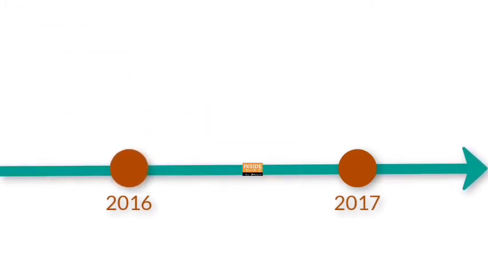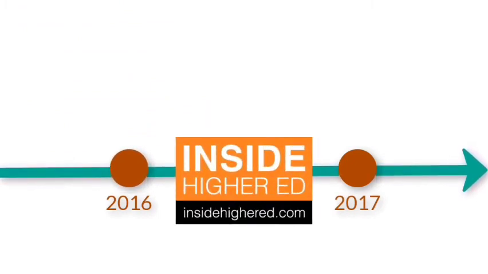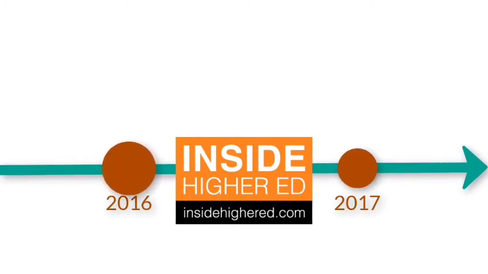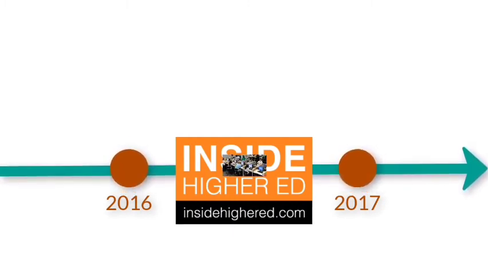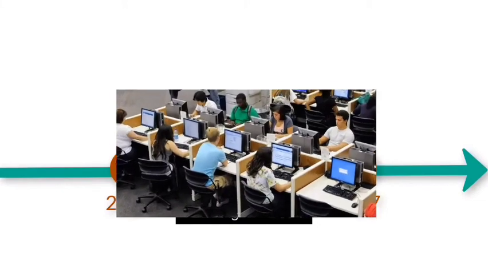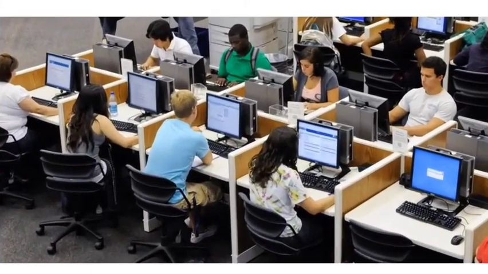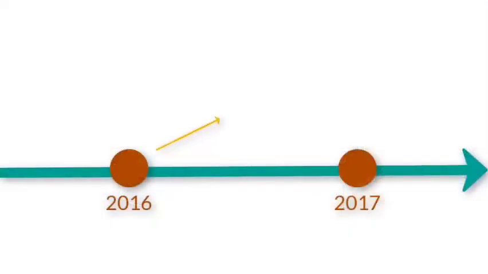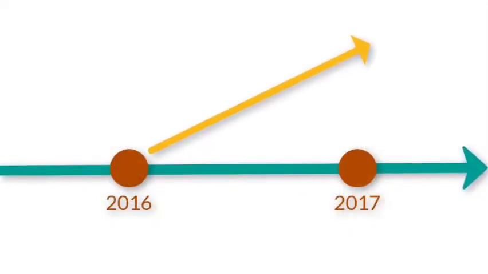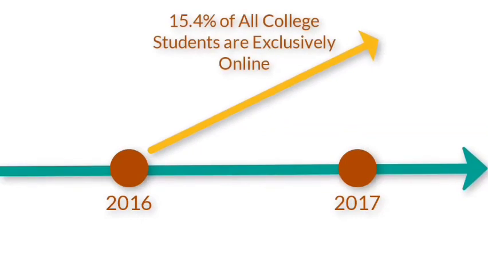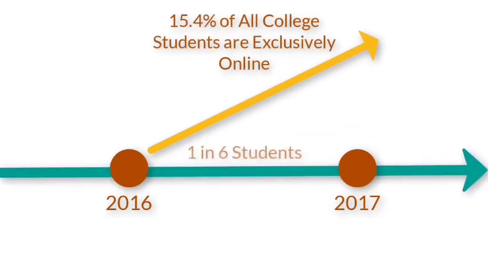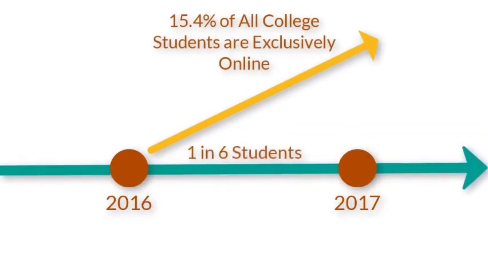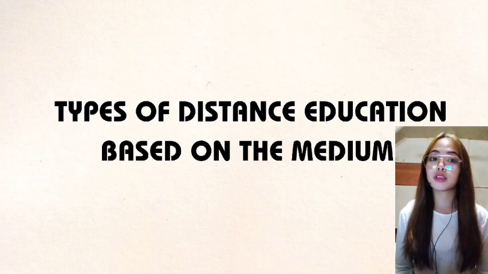According to Inside Higher Education, between 2016 and 2017, the number of students who took at least some courses online grew by 5.7%, despite declining enrollments overall. The percentage of all students who were enrolled in exclusively online programs grew to 15.4%, or about 1 in 6 students. Now, let's talk about the types of distance education based on the medium.